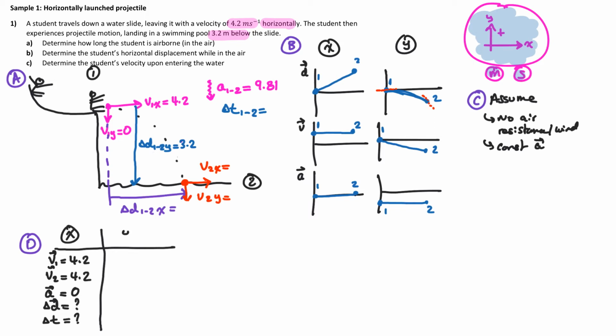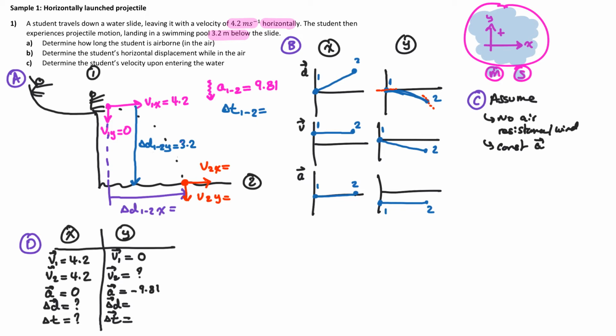Okay, now in the y direction, we got velocity 1, we got velocity 2, we got the acceleration, we got the displacement, and we got the change in time. So velocity 1 for us is 0 in the y direction. I'm just pulling out the information from here. Velocity 2, we don't know. Acceleration, negative 9.81 because it's opposite to my direction here.